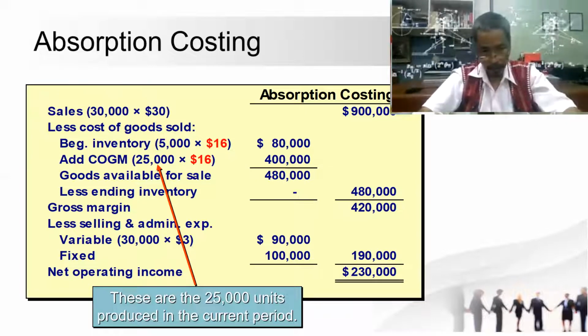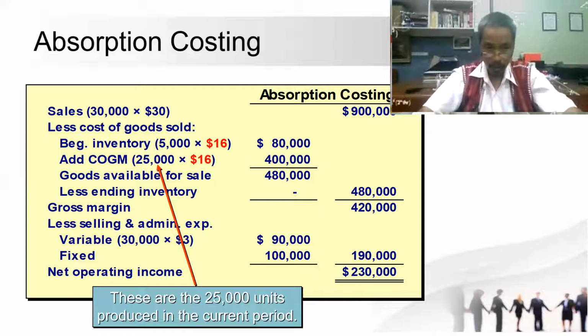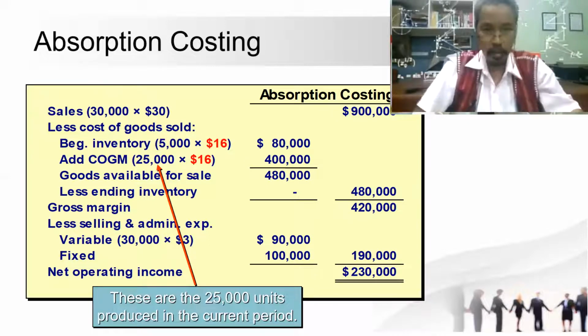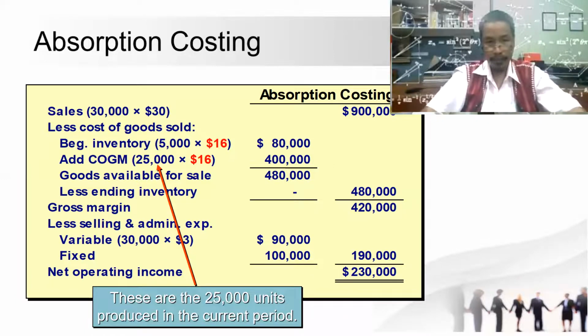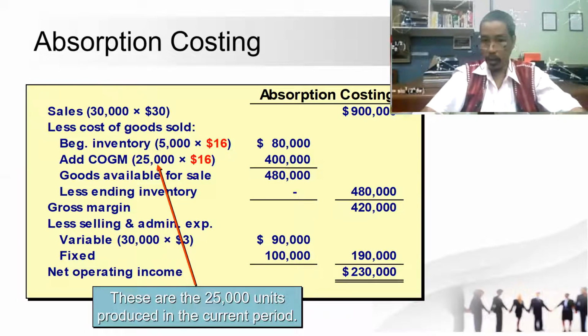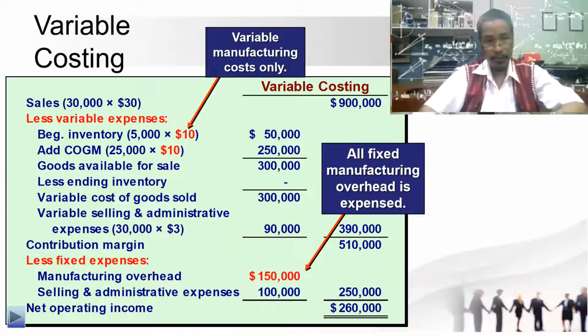These are the, what is the note? 25,000 units produced in the current period. So that is a given, no? Or data, so measured data.